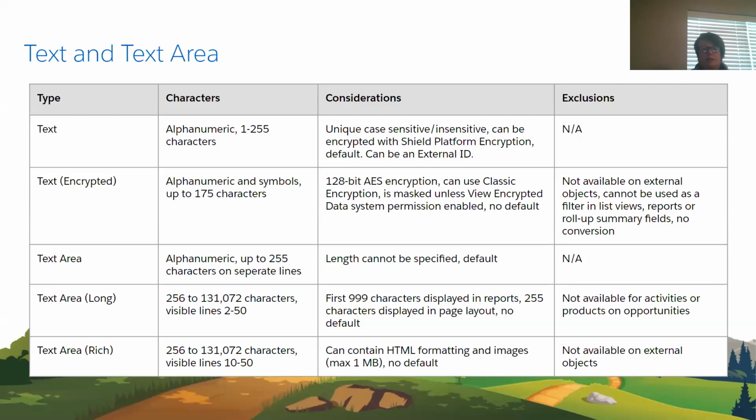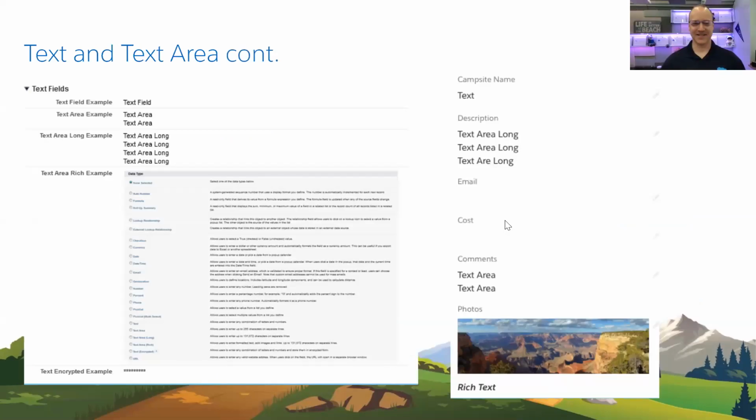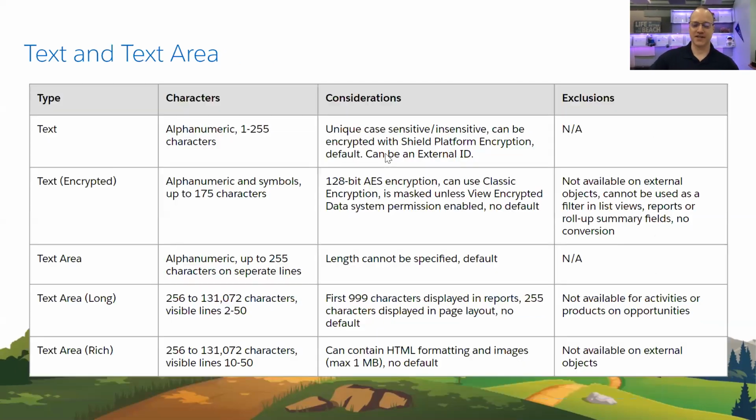Very nice. Any other questions on text and text area? I like that you had the 256 character minimum on the text area long and rich. I never even thought about them having a minimum length, but that's kind of cool. Yeah, I had never really thought about that either. It doesn't mean you can't just type a single character in one. It just means that in the data structure, it's going to be stored at least at 256 characters. So that's interesting.